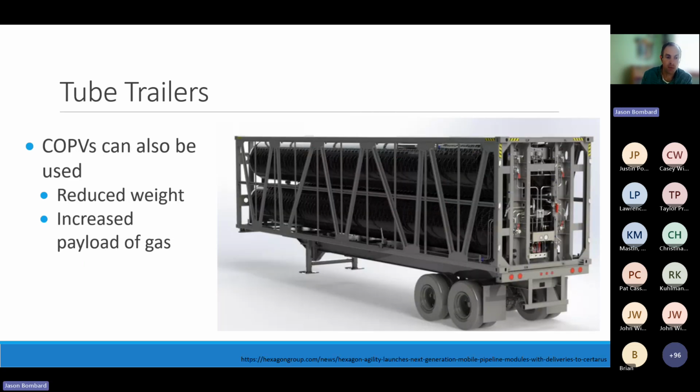You can also fabricate trailers out of COPVs, and these are becoming more in fashion because of the reduced weight. The carbon overwrapped vessels are lighter than the steel ones, so you can carry more gas, and there's less steel going down the road.